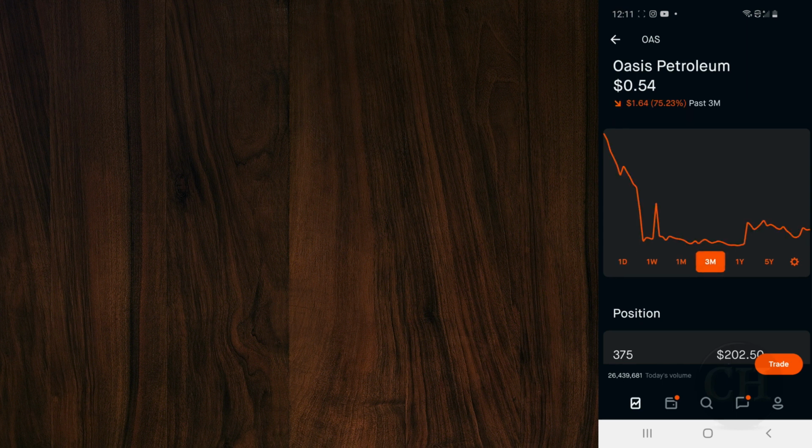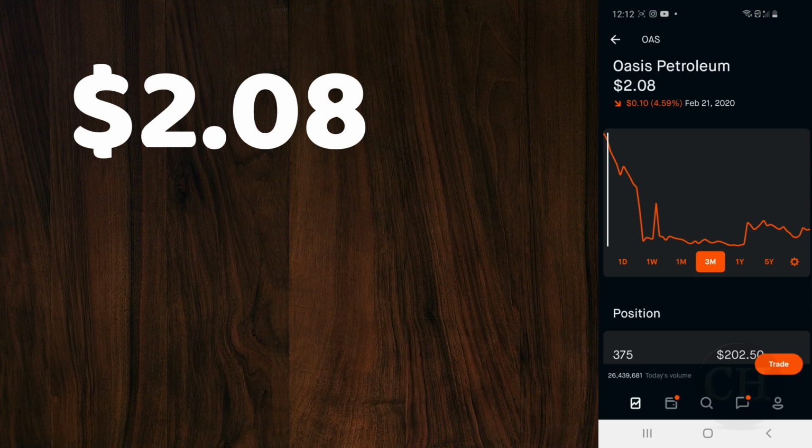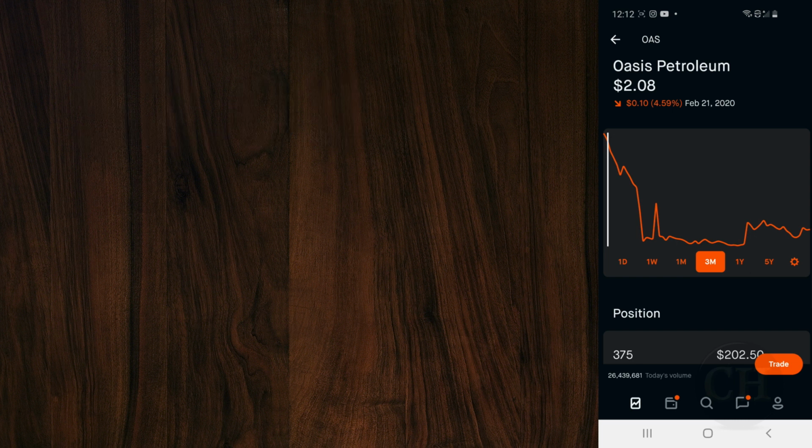But here's what I like to do. I like to go to the last 3 months, all the way to the edge here, and see where this stock was trading around February 21st, 2020, somewhere back in there, right before coronavirus hit. Where was this stock trading? This particular stock was trading at about $2.08 the month before Corona hit. It was trading at about $2.08.